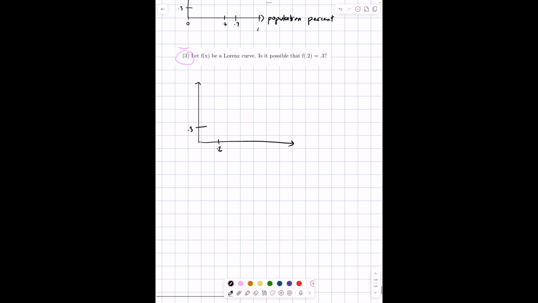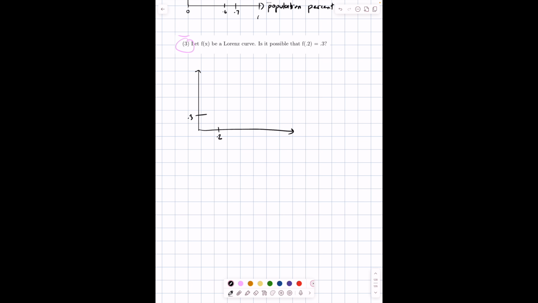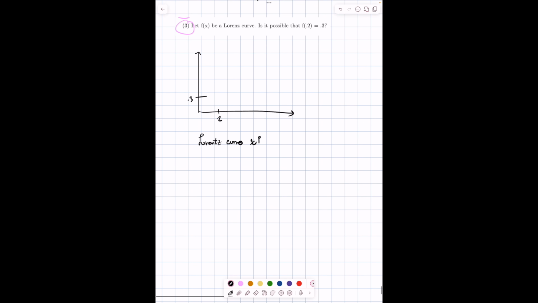And we can actually even give an example. So we want an example of it such that when I plug in, I want to solve for the Lorenz curve, and the general form is x to the power of p, where p is just an exponent.